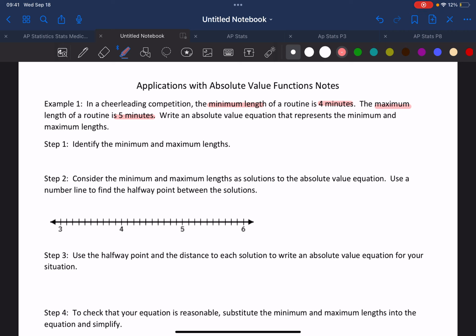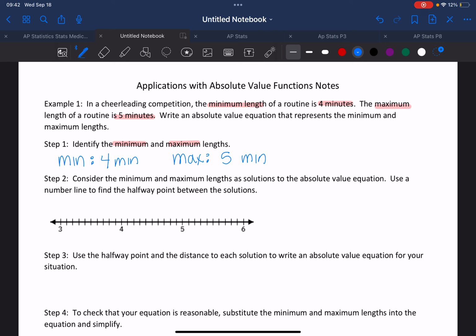For the notes, we went ahead and broke it down. So our first step is to identify the minimum and maximum. We know that the minimum is 4 minutes and the maximum is 5 minutes. Step 2 says, consider the minimum and maximum lengths as solutions to the absolute value equation. Use the number line to find the halfway point between the solutions.